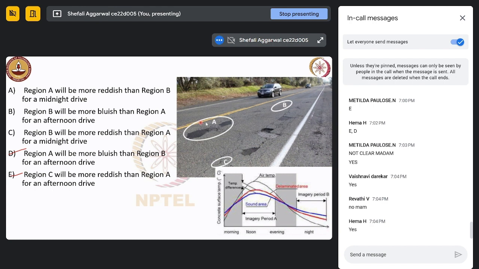And next, region B will be more reddish than region A for a midnight drive. In midnight, there are chances that this area will be more used. People will avoid the A area and C area. So there are chances that this area will be more used and it will be more reddish in the midnight time. In afternoon time, it will not be much used.